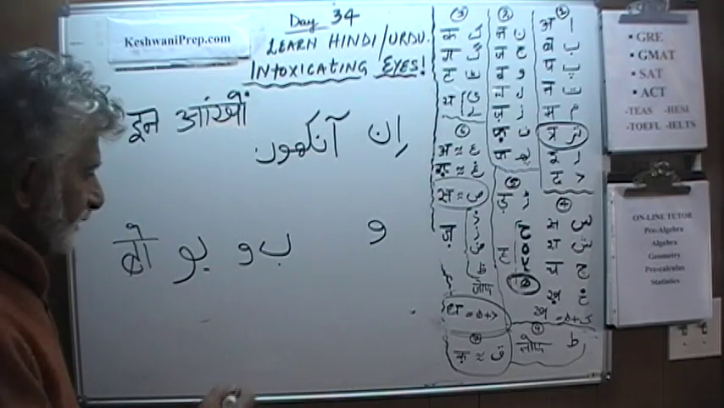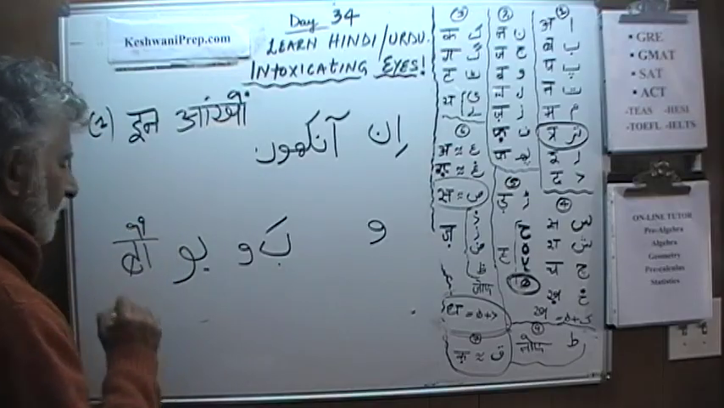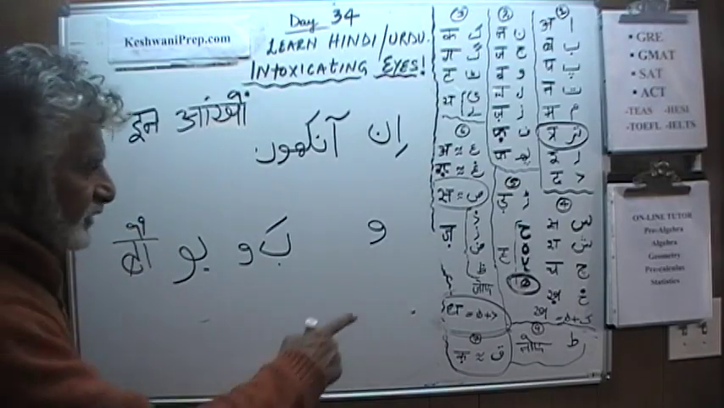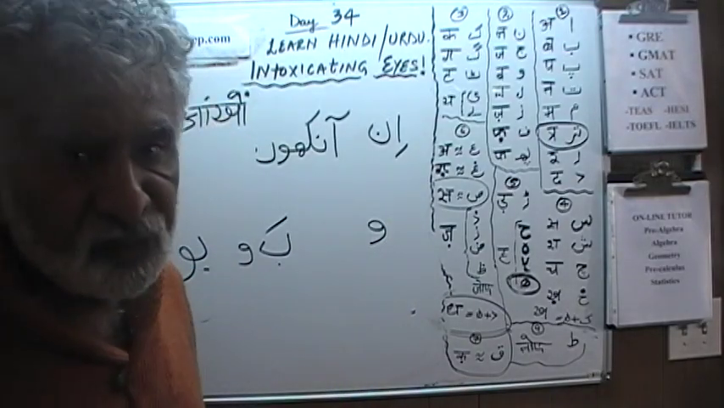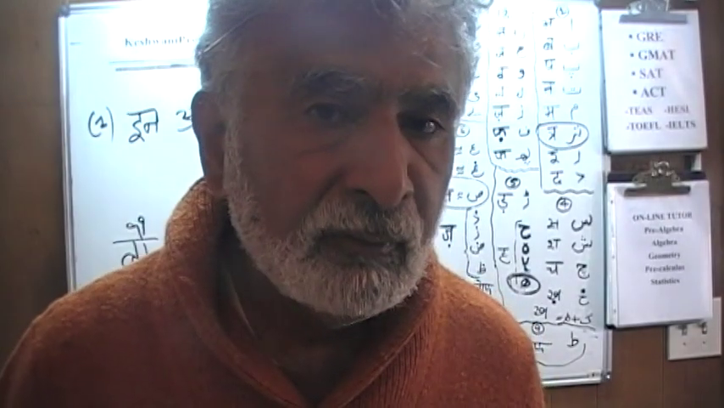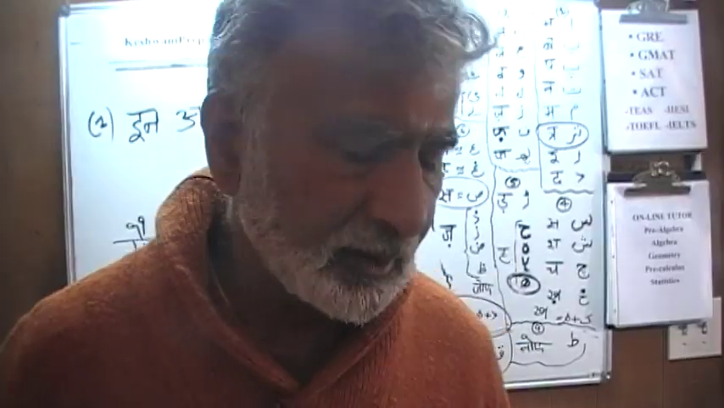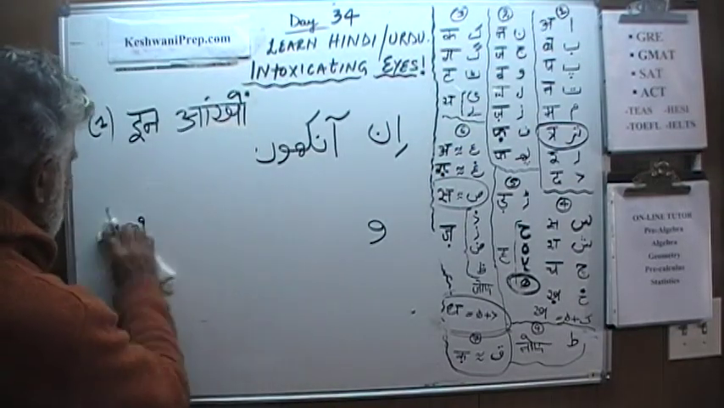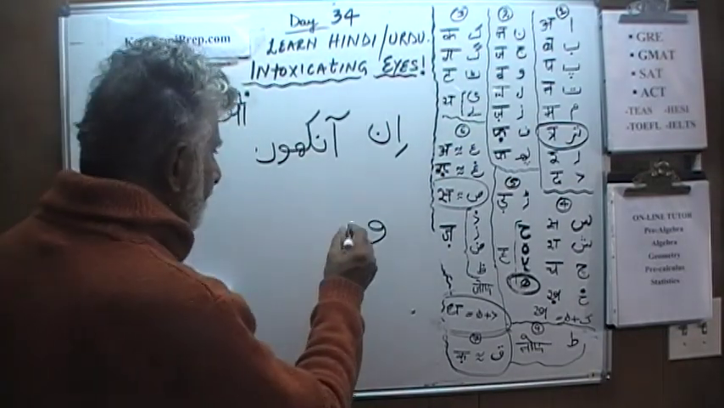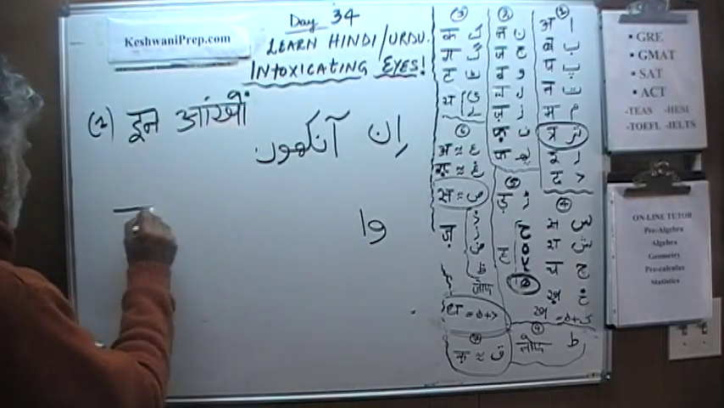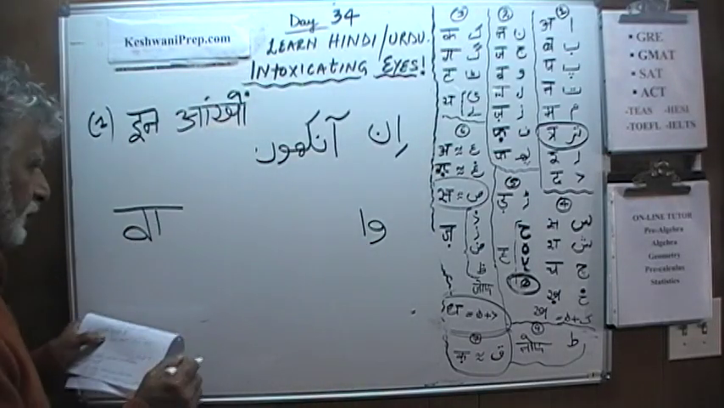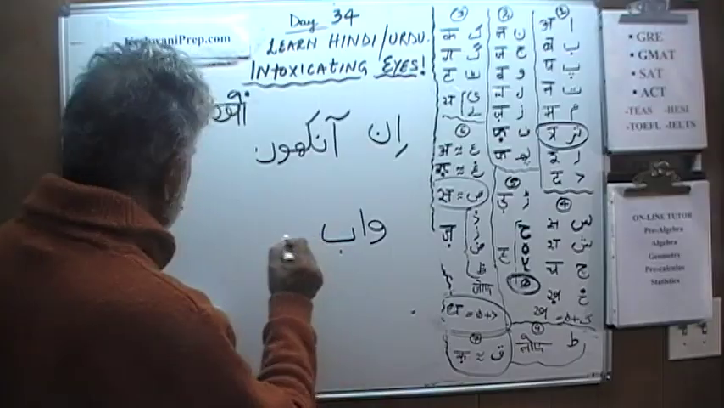If you want a badi o ki matra, you'll put a zabar on it. Bo. Obviously there's nothing in front of it. It's just being used as a letter. Wow, va, that's all it is. It's being used here as a letter, not as a matra. Va. We don't need a va, we need a wa. Wa. Then we have a ba.